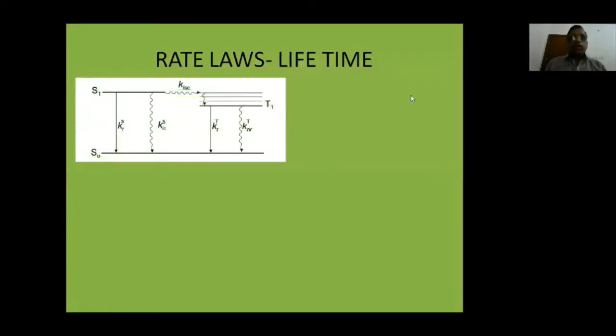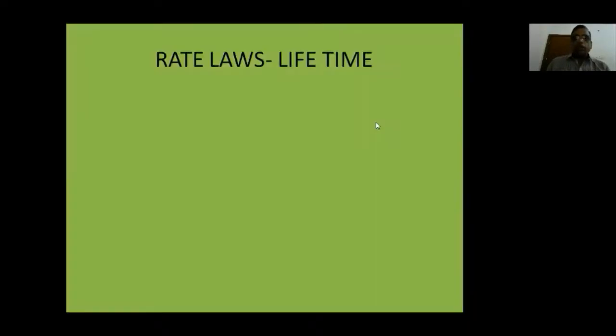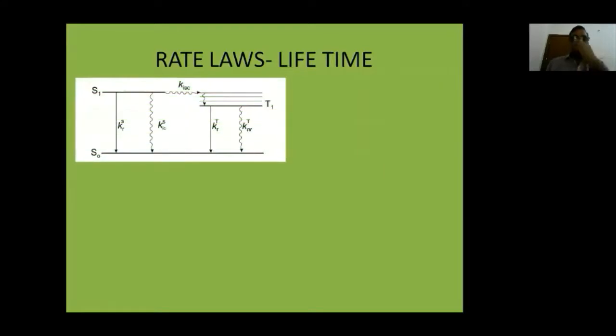And now we have to look at the rate laws, how exactly rate laws are being governed. Now we have to look at the rate laws in terms of lifetimes, in terms of quantum yields and so on. We will see one by one. Let's start with the lifetime. And before we go into the lifetime expression, we'll try to look at the deactivation constants.